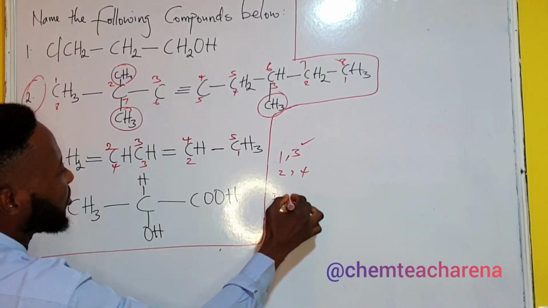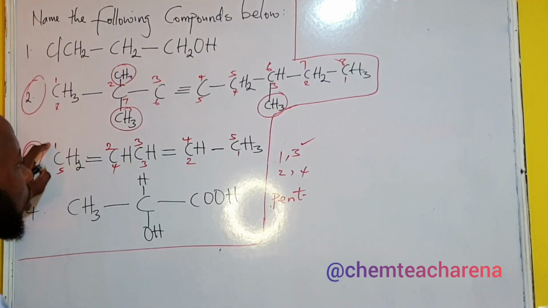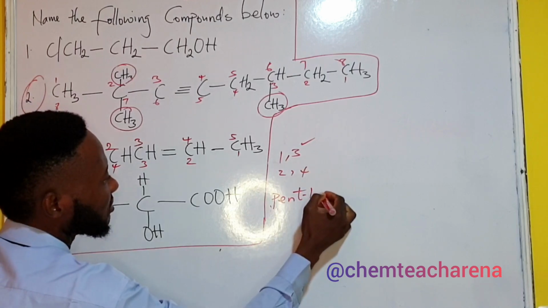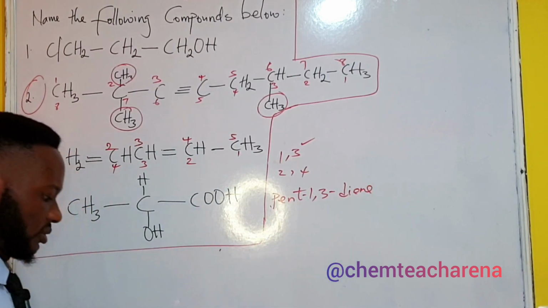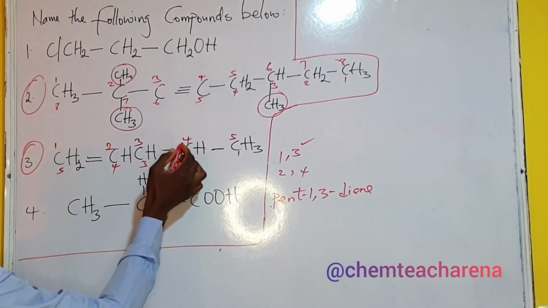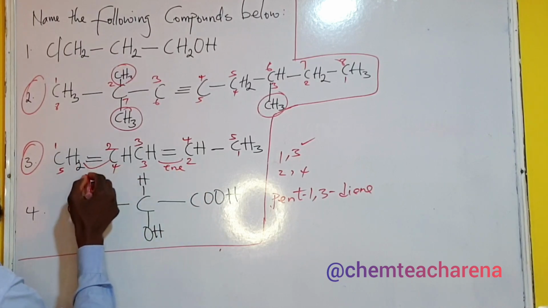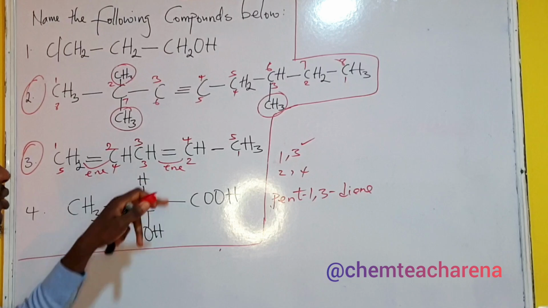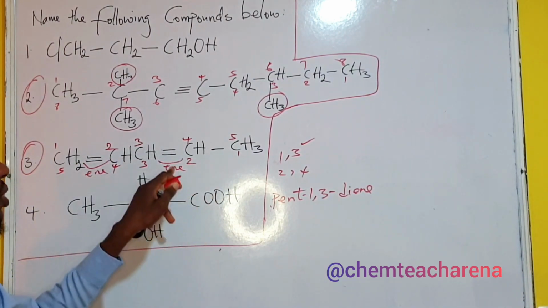Then I'm going to have pent 1 3 diene. So I use the word diene because this is ene, E-N-E. This is another word, E-N-E. We have ene here. So when we have two ene in one structure or in one compound, we call it diene.